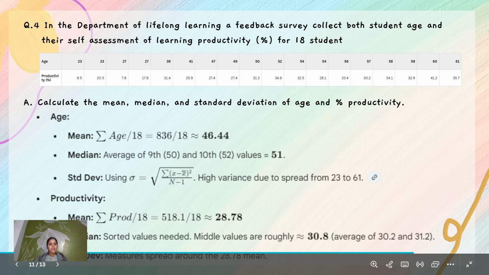For productivity, the mean will be 28.78 and for the median, a sorted list is needed, the middle values are roughly 30.8, the average of 13.2 and 13.1. So the standard deviation for productivity measures the spread around the 28.78 mean.